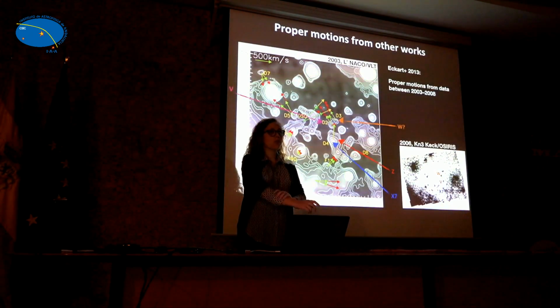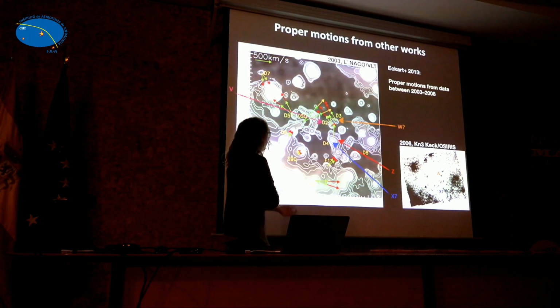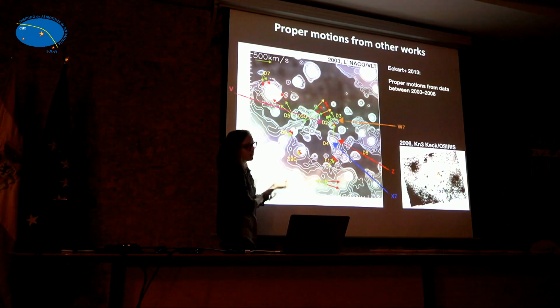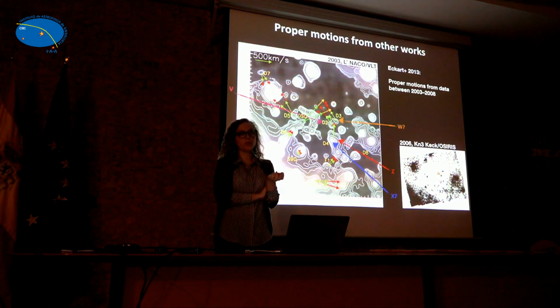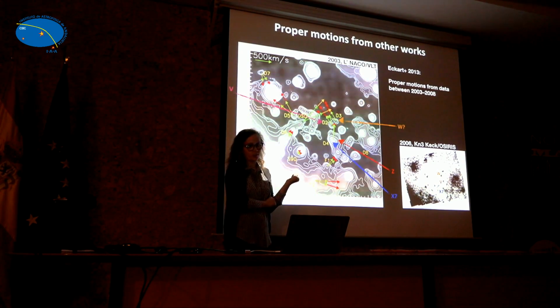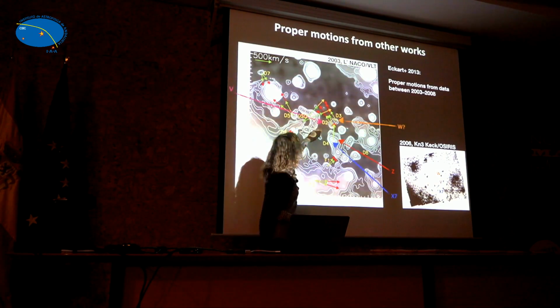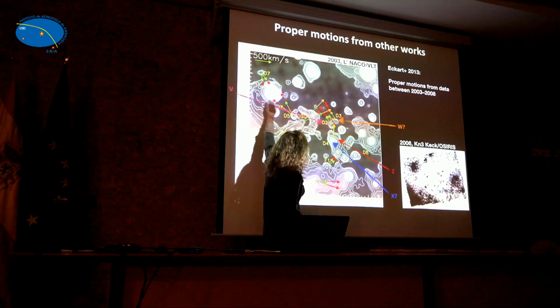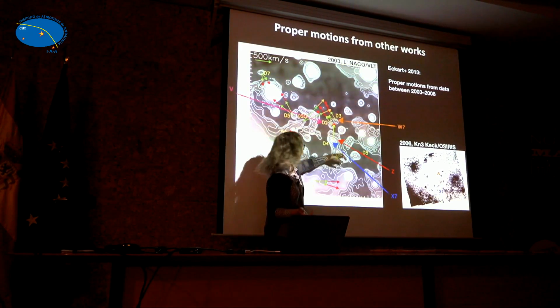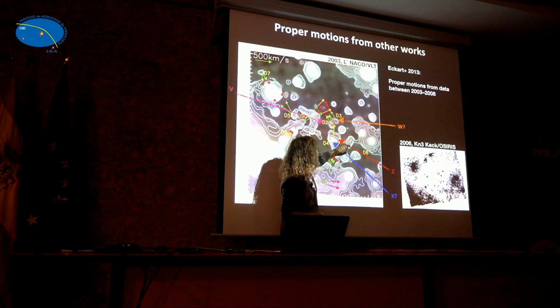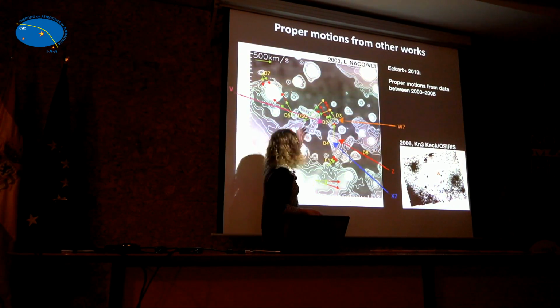Now, I showed you that we got some proper motion. Some of these proper motion studies have been done before, for example, in this paper from Eckhart et al. 2013, where we have, for example, V2 is our V. Sorry about the confusion in the names. D4 is X7, D3, it's maybe W, it's not very clear.